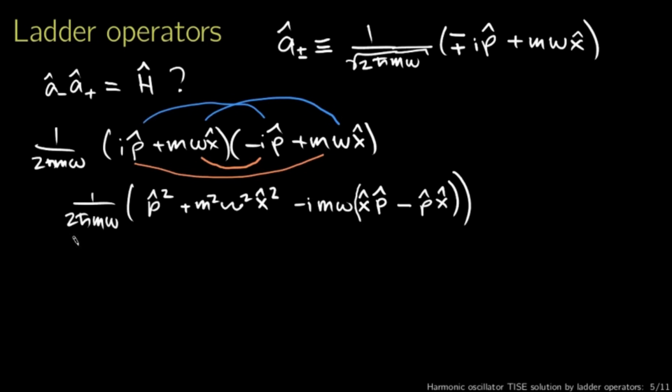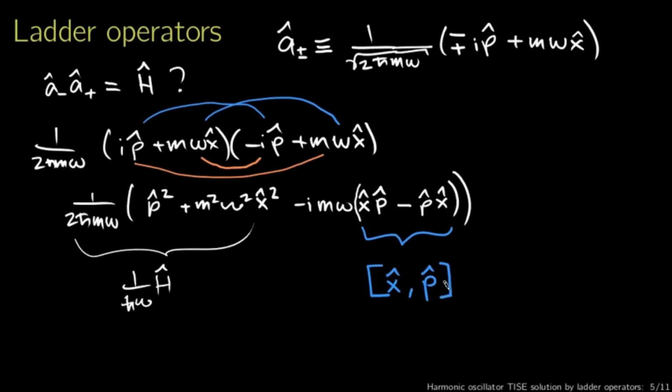This part here looks a lot like the Hamiltonian. So we're on the right track. It's actually like 1 over h bar omega times the Hamiltonian. This part, though, is a little more difficult to work with. It turns out that this piece right here appears a lot in quantum mechanics, and we have a name for it and a notation for it. The notation is x hat comma p hat in square brackets. This is called a commutator. And fundamentally, the fact that I can't just subtract these two things from each other and get 0 is one of the most fundamental features of quantum mechanics.